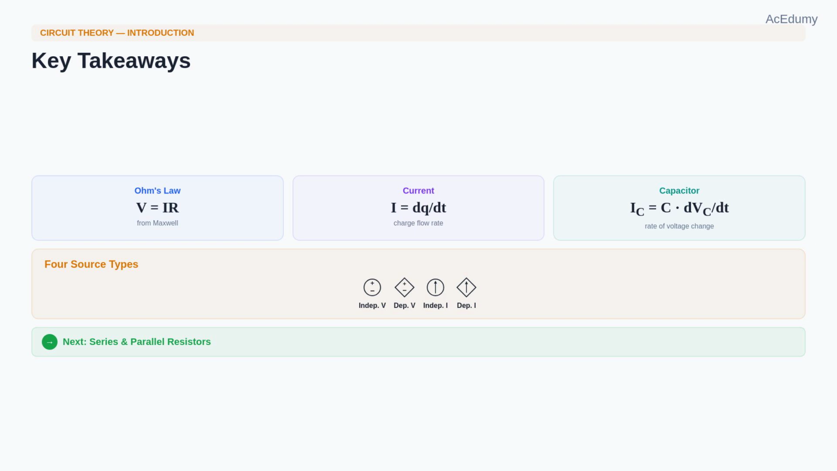And we have four source types, independent and dependent, each in voltage and current variants, drawn as circles and diamonds, respectively. With these building blocks in place, we're ready to start analyzing circuits in the next video.